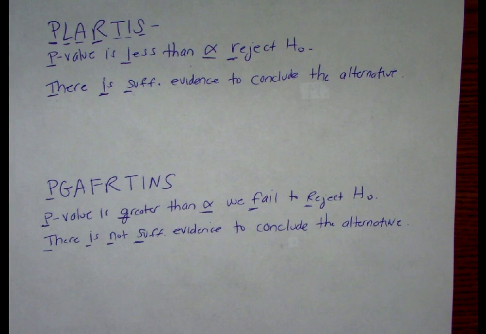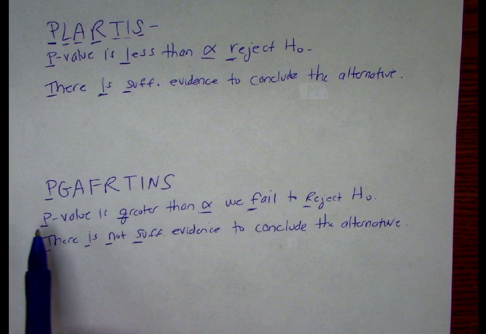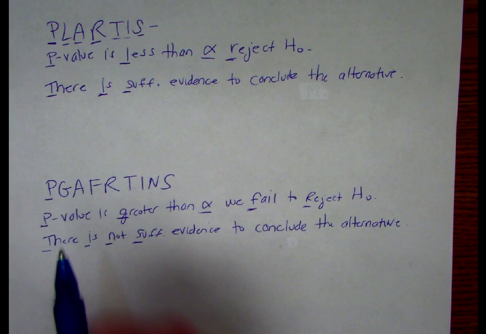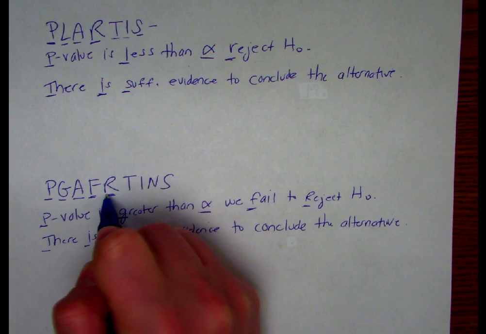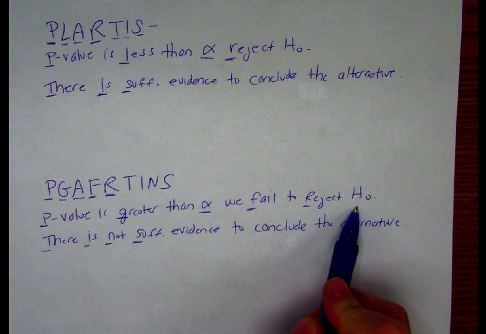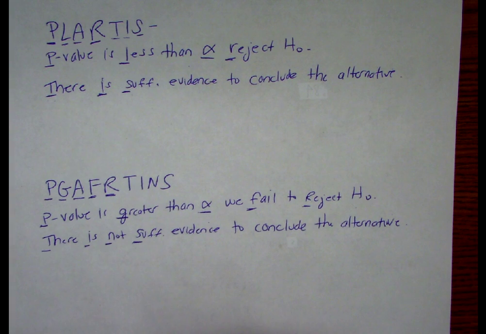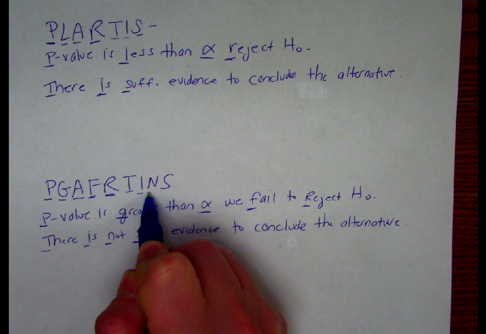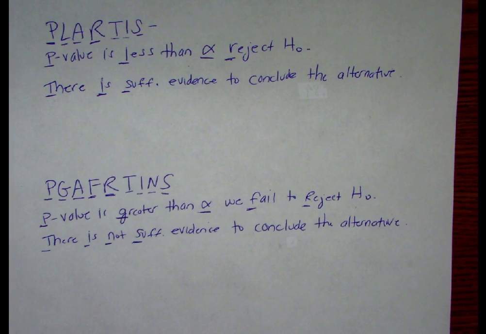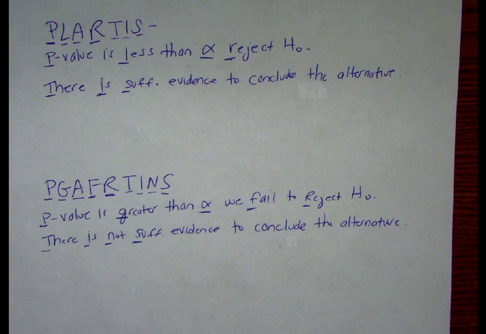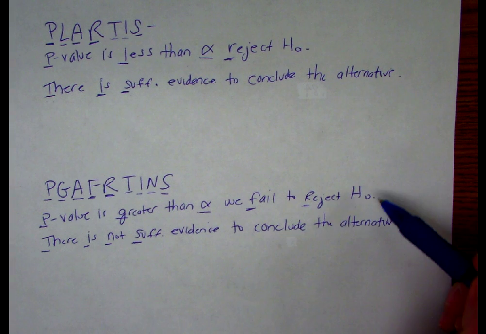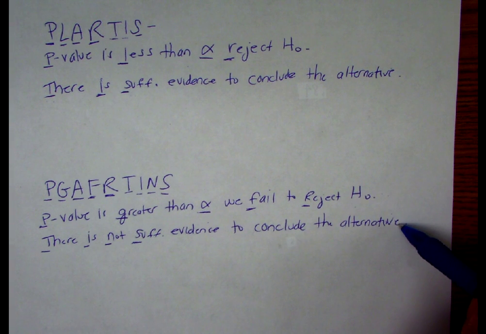Now the Pigaffertins says if the p-value is greater than alpha, we fail to reject H0. Okay, the TINS, second sentence: there is not sufficient evidence to conclude the alternative. Plautus and Pigaffertins. Okay, so first sentence talks about H0, second sentence talks about the alternative. Stick with that, don't change it.